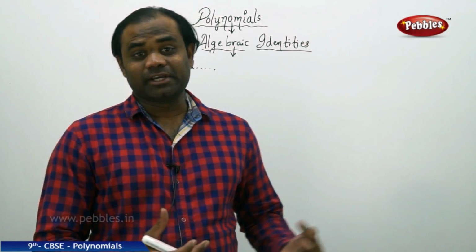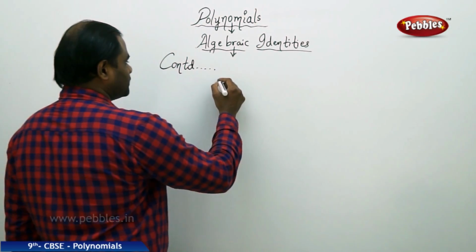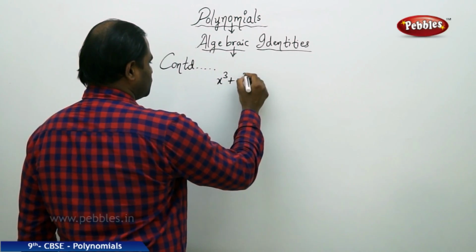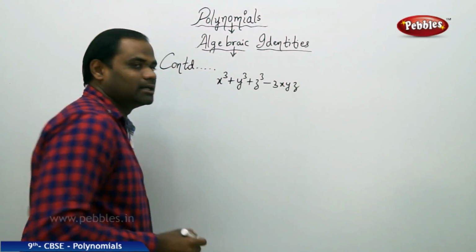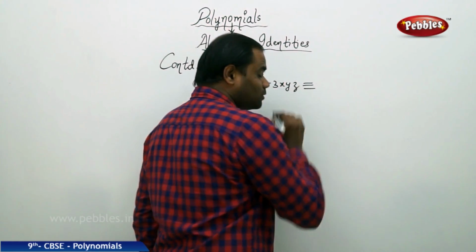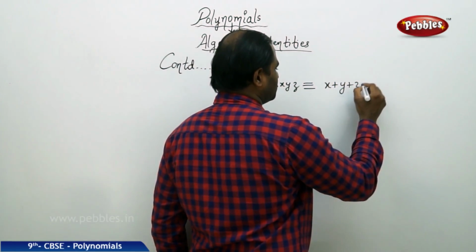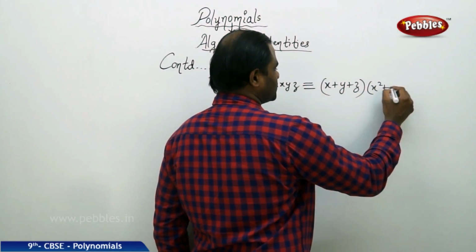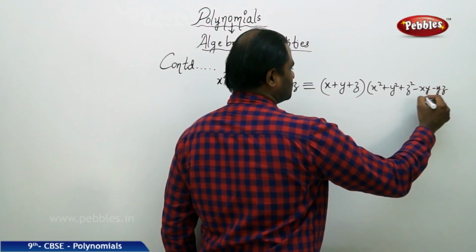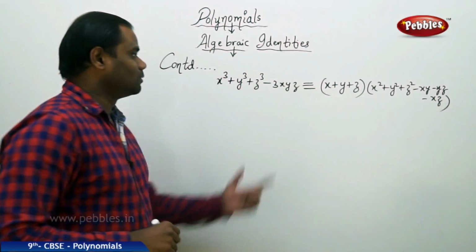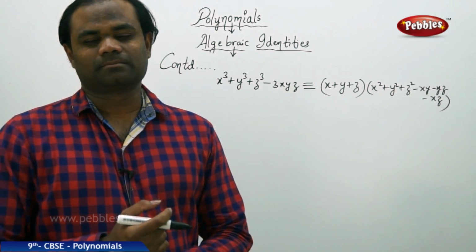Now let's see the continuation of the algebraic identities. The next algebraic identity identified is x cube plus y cube plus z cube minus 3xyz, which is universally identically equal to (x plus y plus z) times (x square plus y square plus z square minus xy minus yz minus zx). This is how we identify this.